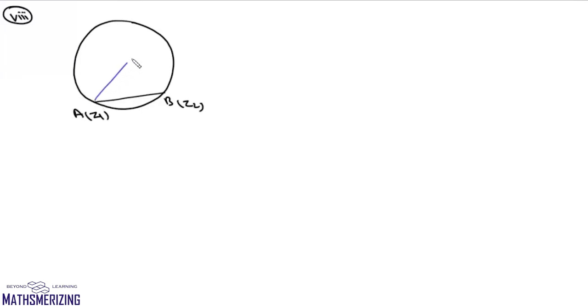Now suppose we say we have a circle whose chord is, say, AB, where A is given by Z1 and B is given by Z2. Now suppose this angle is alpha. Now we know that angle in the same segment is same. So this angle will be alpha irrespective of the position of Z for this segment. For the other segment, it will be pi minus alpha.